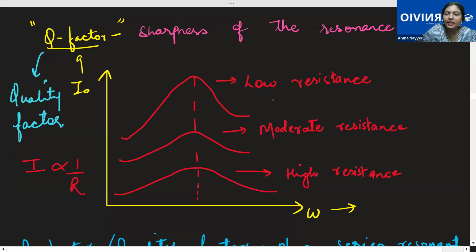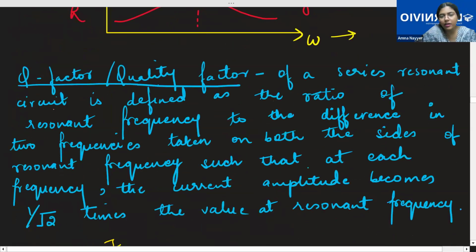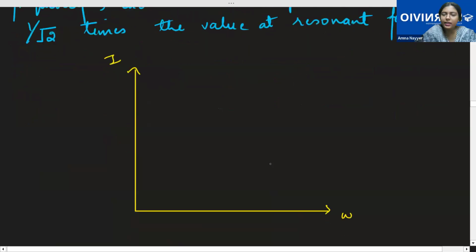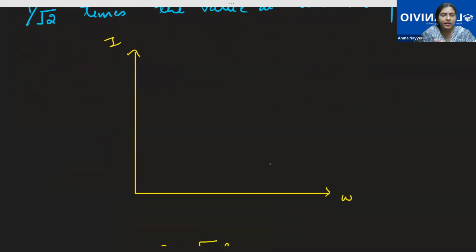Now see, let us understand the definition of this quality factor. If I just read it, it will be difficult for you to understand. Let me tell you through a graph. Using this, you will be able to understand its definition better and remember it. But if there's any trouble, please stop me.